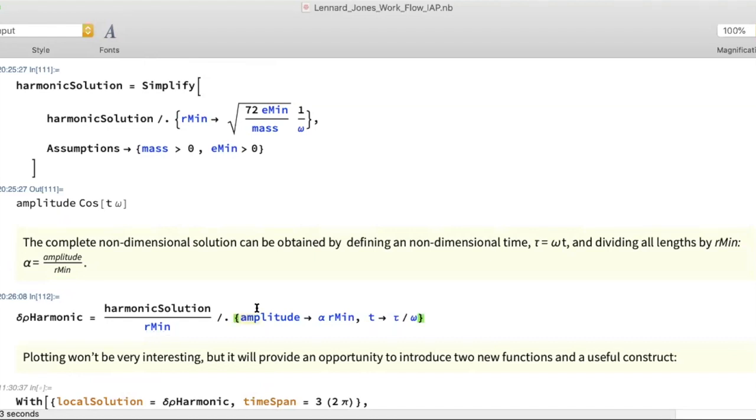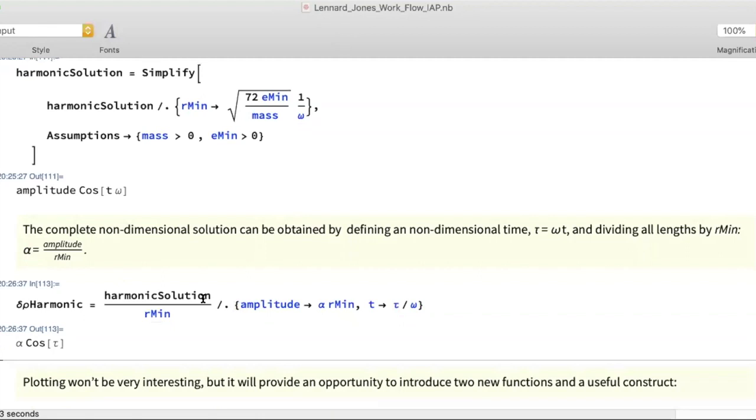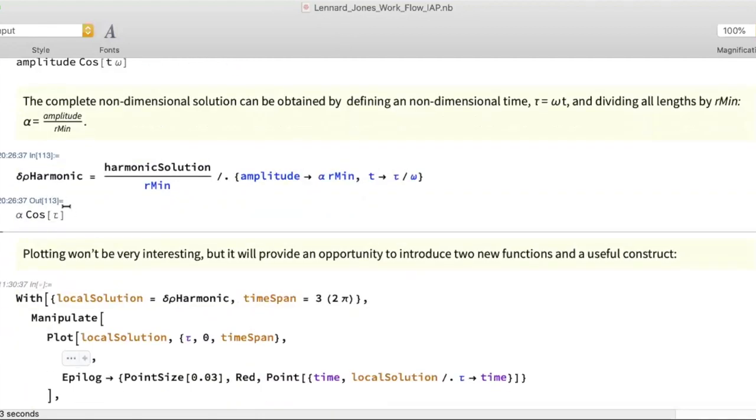And I said that the amplitude is just going to be proportional to R min. So I have this proportionality factor. And I'm going to replace time with a non-dimensional time and multiply it by a time unit, which is omega. Okay. So I have this as being my basic solution. So all the physics is buried in this particular solution.